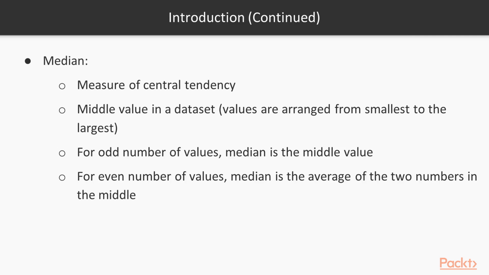Second, we're going to look at the median. Median is a measure of central tendency, and median is the middle value in a data set arranged from the smallest to the largest. If the number of values is odd, median will be the middle value. If the number of values is even, median will be the average of the two numbers at the middle.